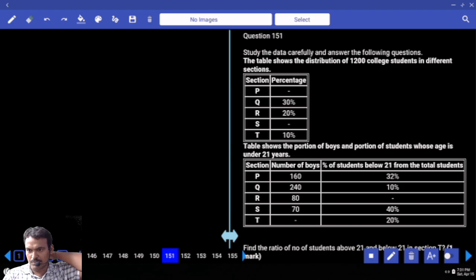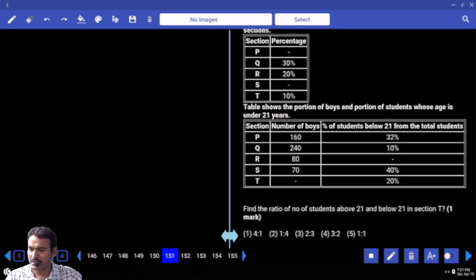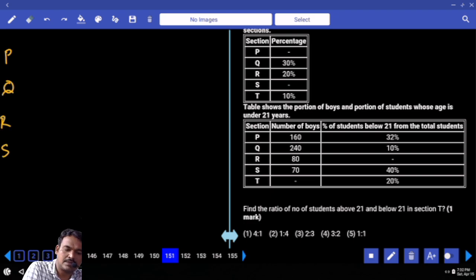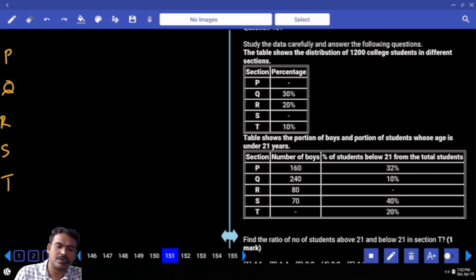The table shows the distribution of 1200 college students in different sections. Section P, Section Q, so on. The table shows the portion of boys and the portion of students whose age is under 21 years or not? College P, college Q, R, S, T. And Q percentage is already given, how much? 30%. What is the 30% of 1200? 360 or not? Out of 360, what are the boys? 240 or not? Next, girls is how much? 120 or not?